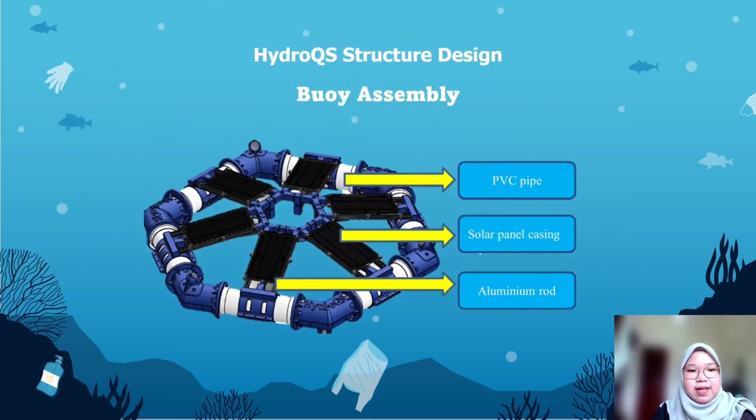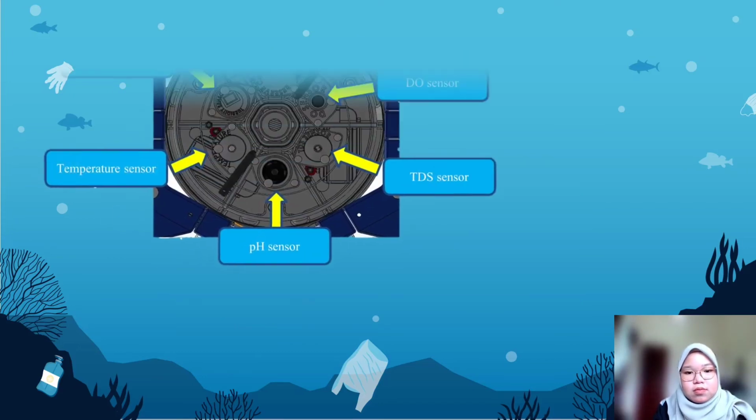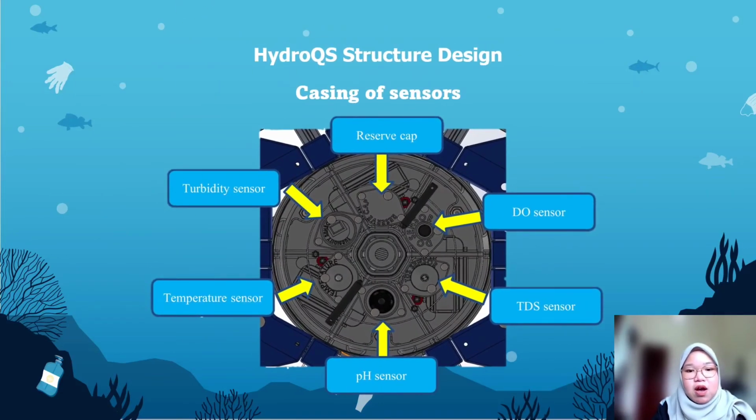Next is the buoy assembly. It shows the assembly of a float section using 6 pieces of PVC pipe as the main float component, which is connected via a connector that has been printed via 3D printing and glued using epoxy, then coated with silicone for waterproofing. The buoy frame is connected to the main body using aluminum rods that have a solar panel casing and solar panels on it. Besides that, it has a casing of sensor.